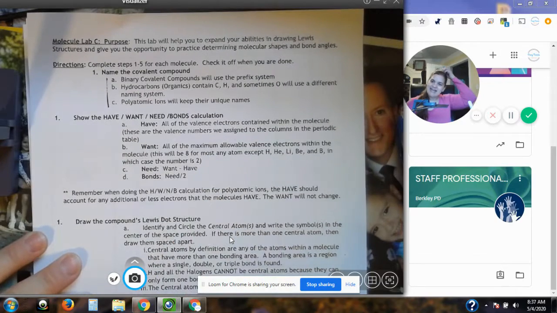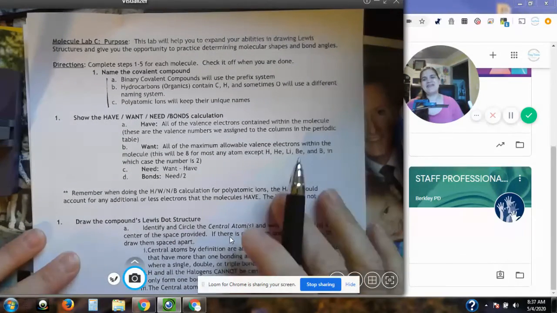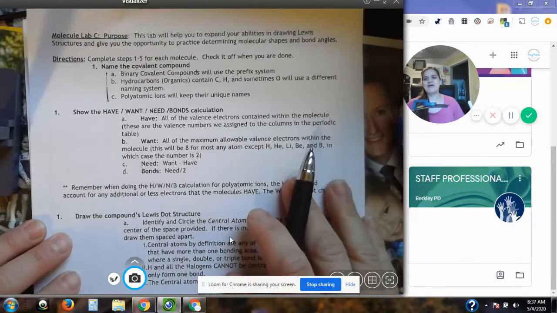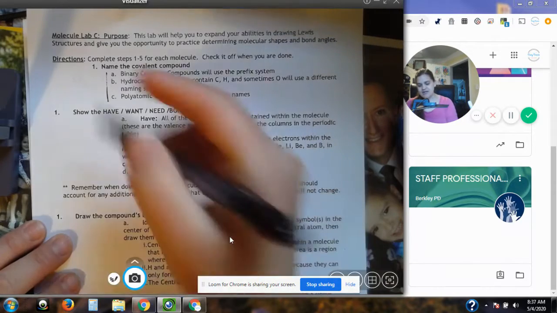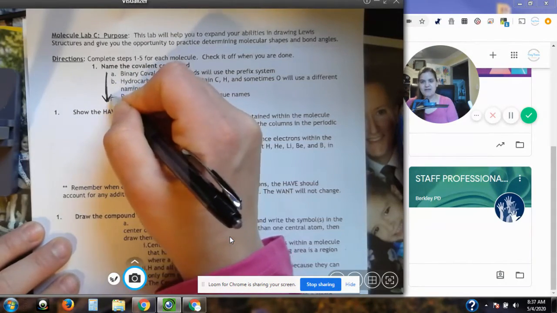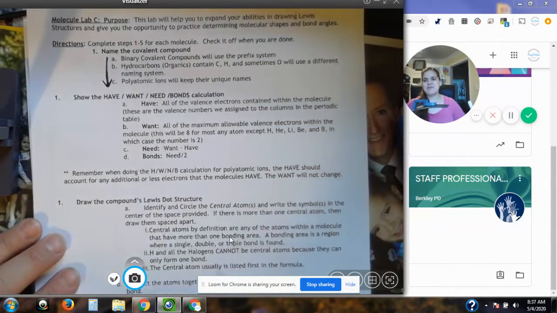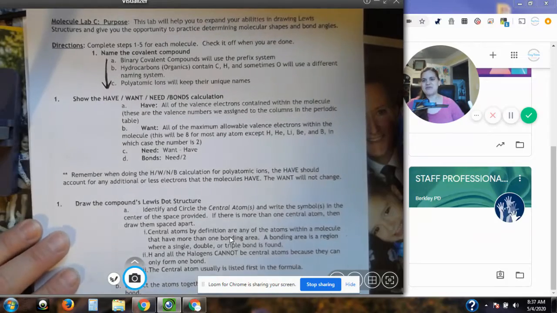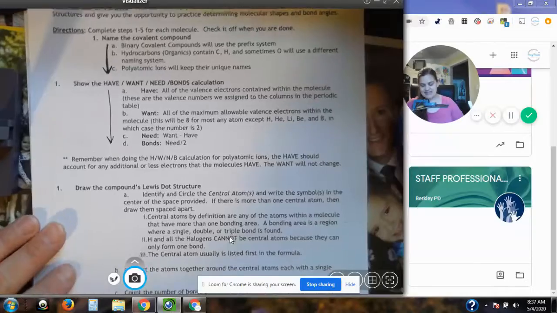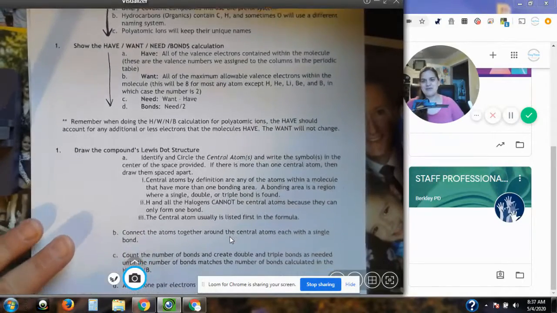My video today is to help you with Molecule Lab C. The instructions are going to be pretty much the same as we had for Molecule B. However, our molecules are going to be just slightly more challenging. And so just reminding you, go ahead and do the naming. I would do this through the column for all of your molecules before you went across the rows. You've got the have, want, need, bond, and you will do this just like normal.